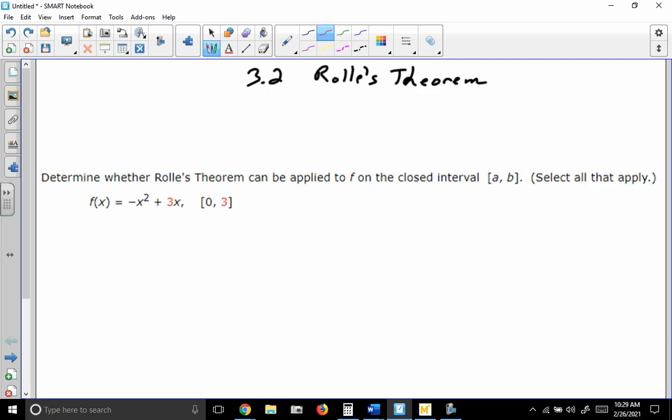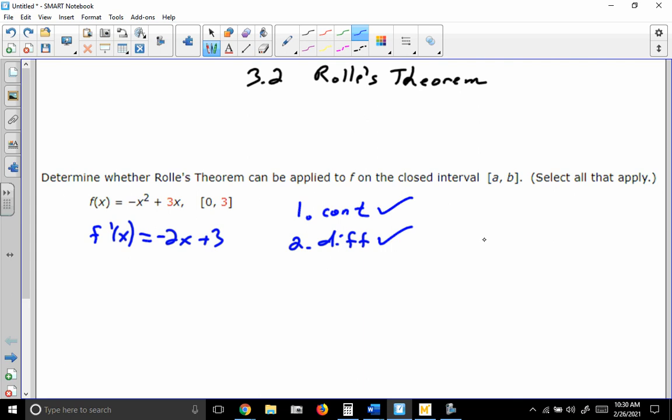So let's look at a few problems. And to begin with, we're asked, does Rolle's theorem apply? So for it to apply, we have to meet all those criteria. So first of all, is it continuous? Is this function continuous? Well, yes, it's a polynomial, so it's never going to be undefined. Is it differentiable? Well, how do we find out if it's differentiable? We take the derivative. That's minus 2x plus 3. And it's never undefined, so it's differentiable.